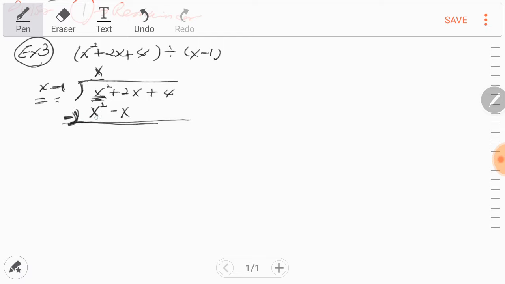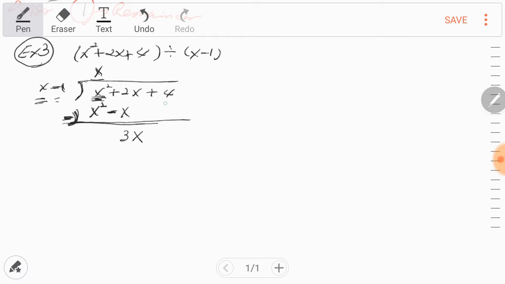So x squared minus x squared is 0. The first part has to be always 0 because the first terms are the same. It's always 0, so when it's 0, we don't write it. Okay, and then 2x minus negative x. 2x minus negative x is plus x, so this will be 3x.